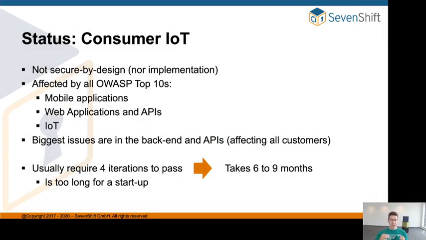Normally, if the device is already out the door, it takes somewhere between 4 iterations to pass a security test, which in time is somewhere between 6 to 9 months. And if it's a startup, they will be cash-strapped, and this is actually not good for them. We've seen lots of companies go under because their plan was to sell this to big companies and they couldn't do it.